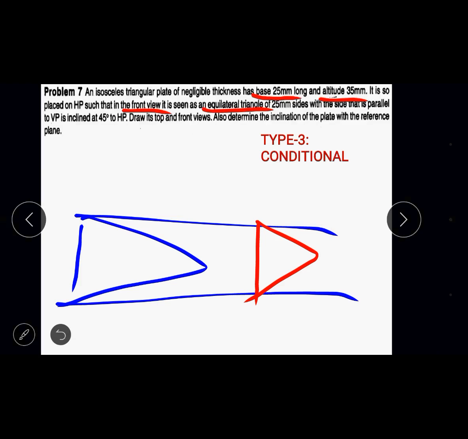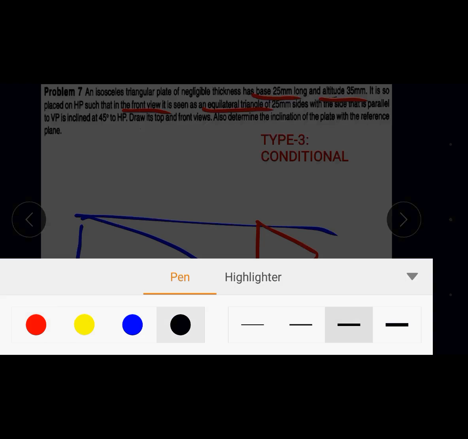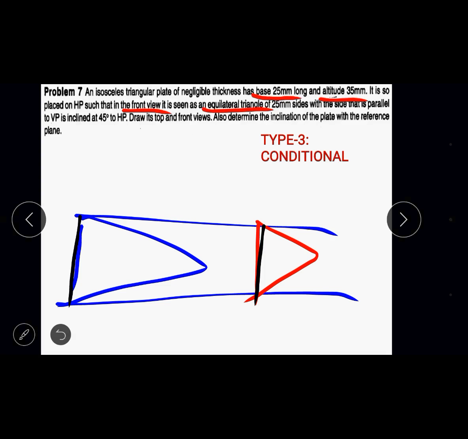You will get it as an equilateral triangle of similar side. The base of the triangle is given as 25 mm and the side of the equilateral triangle is given as 25 mm. So this 25 mm, if you place it with edge resting, then only it will match. 25 mm of the isosceles triangle and 25 mm of the equilateral triangle, you will get it. So therefore you should proceed with the isosceles triangle by taking edge resting position.